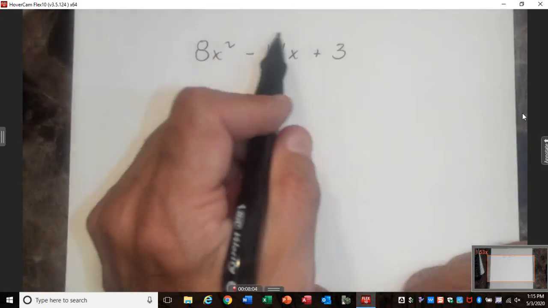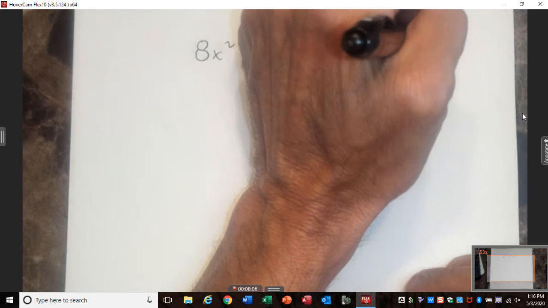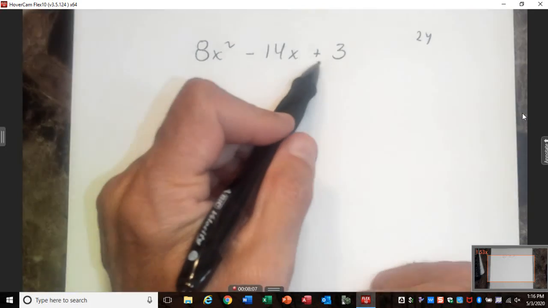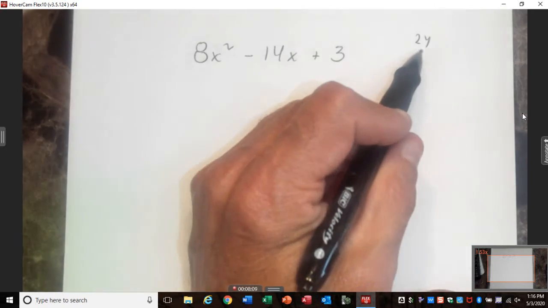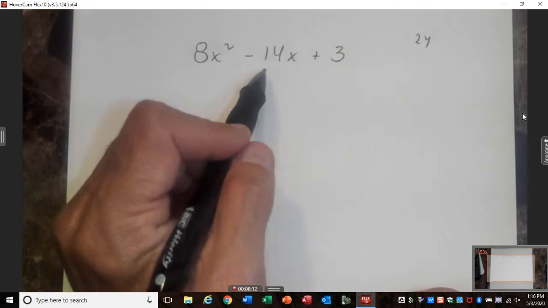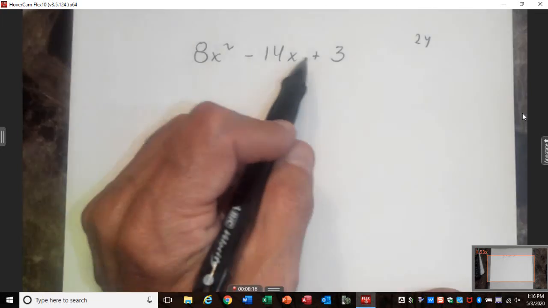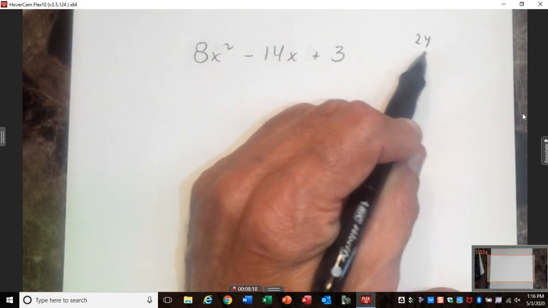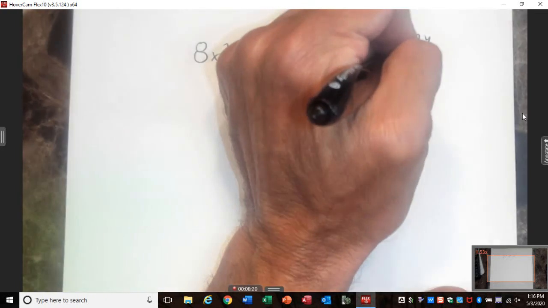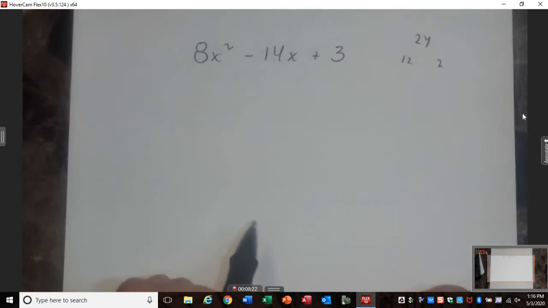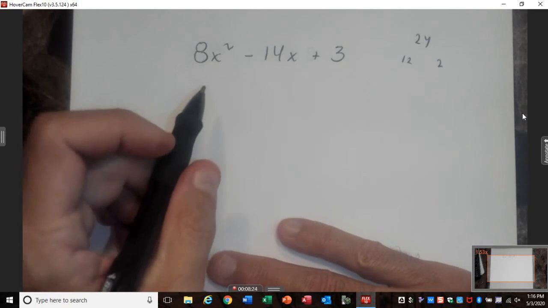Same thing. 8 times 3 is 24. And because your last term is positive, we still want to find factors of 24 that add up to 14. Don't worry about the negative sign. All right, we want factors of 24 that add up to 14. And that's going to be 12 and 2. So now, here's what we're going to do.